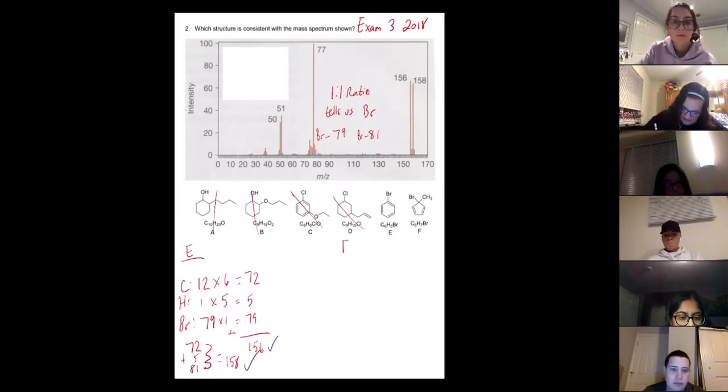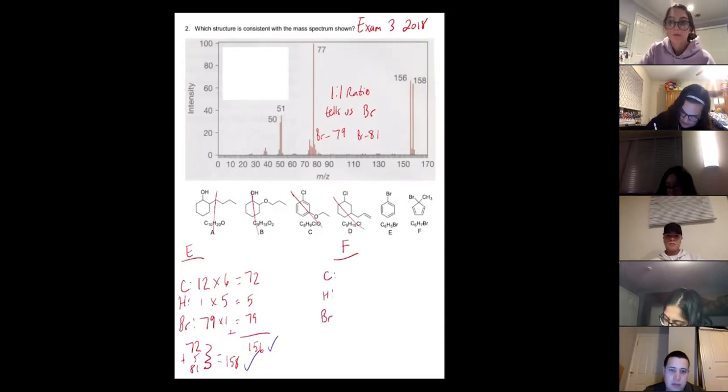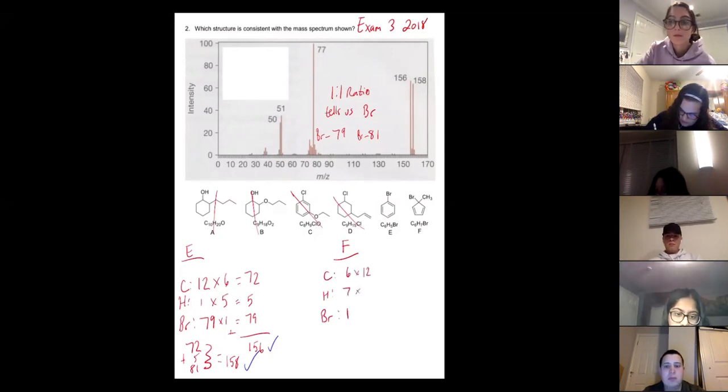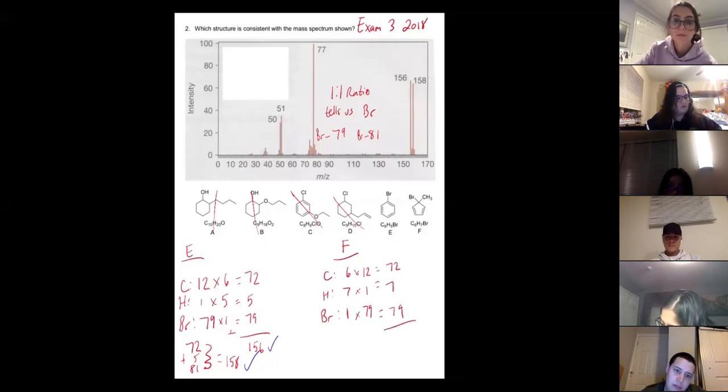When you go to do F, F is going to be a bit off base here. Carbons, hydrogens, bromines. So carbon is 6, hydrogen is 7, bromine, there's one of those. 12, 1, 79. So 6 times 12 is 72, plus 7, plus 79, and that equals 158. So that value also checks out.